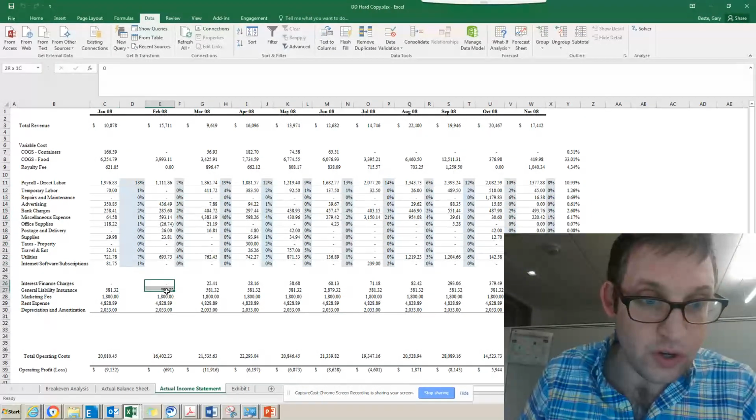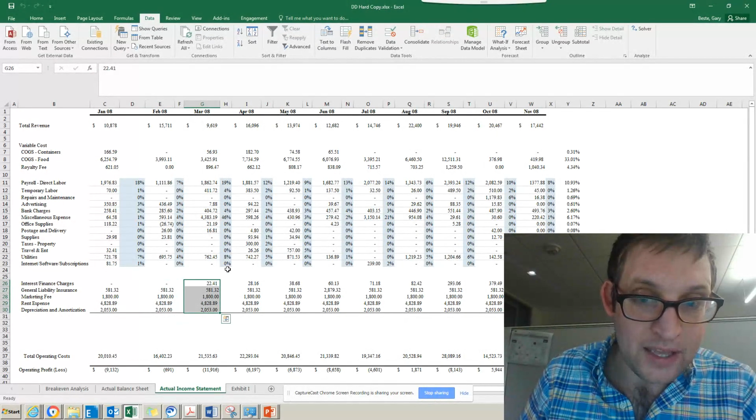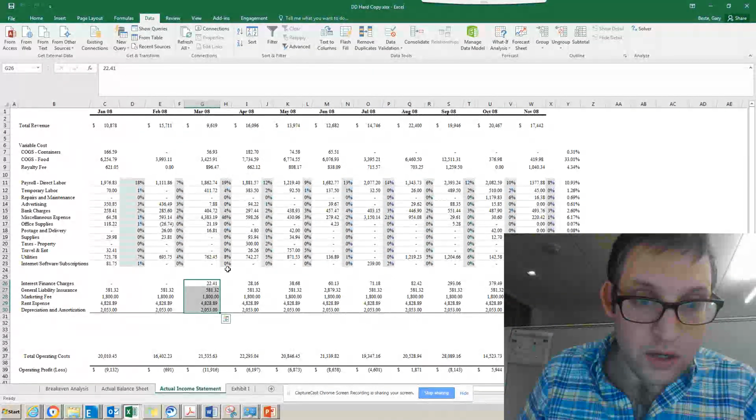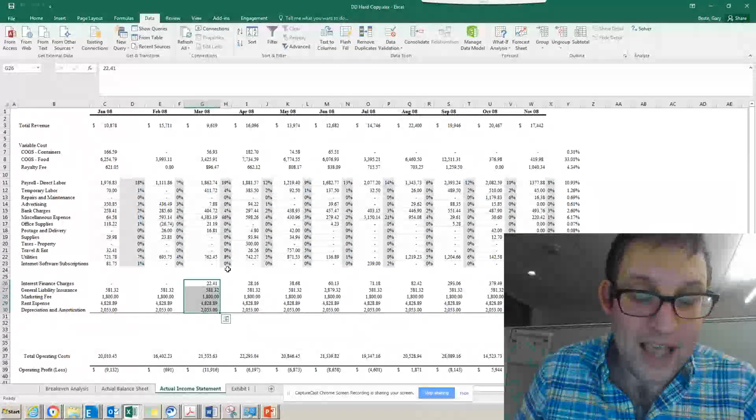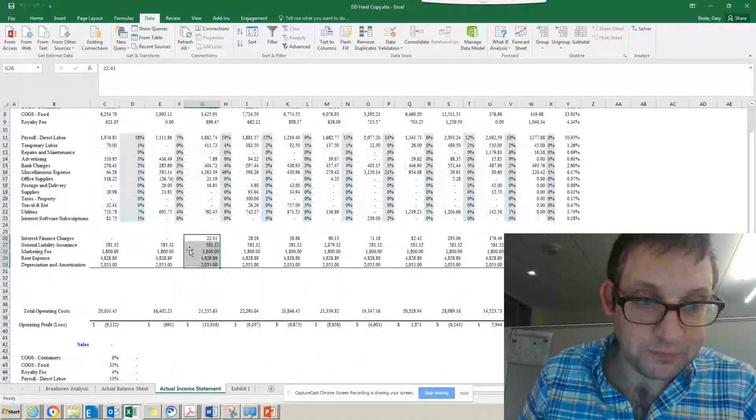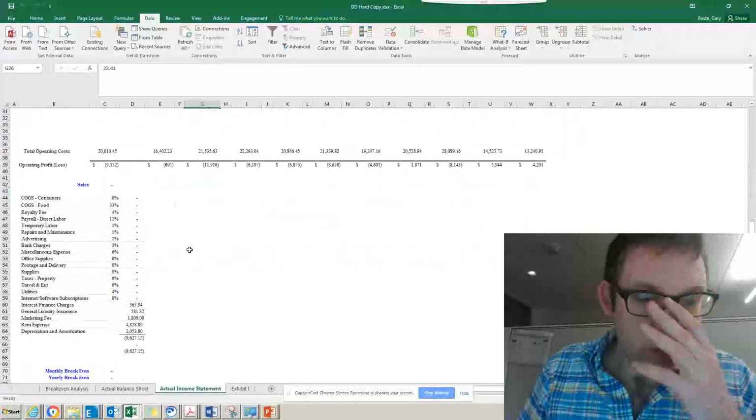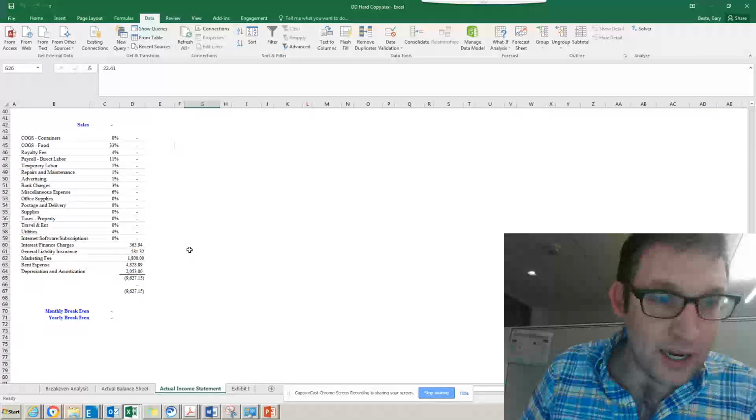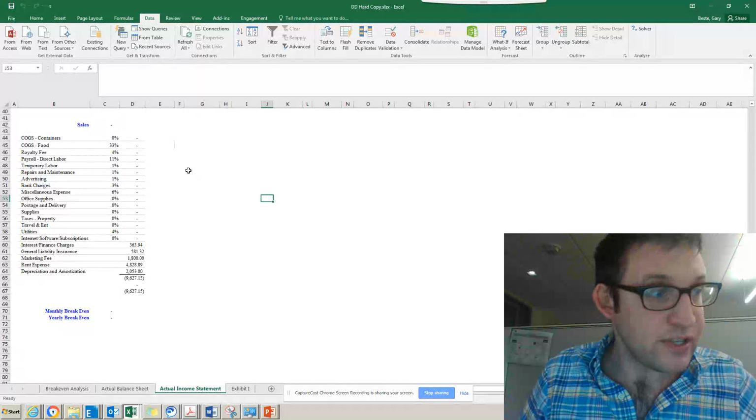And then for fixed costs, I identified them down here and took them into my equation as fixed amounts. So in doing that, I come down to my actual analysis down at the bottom.